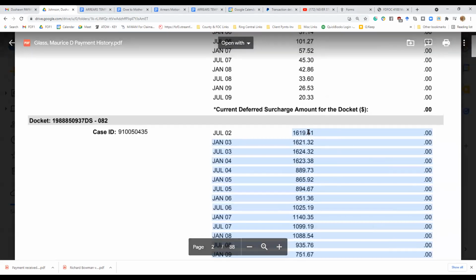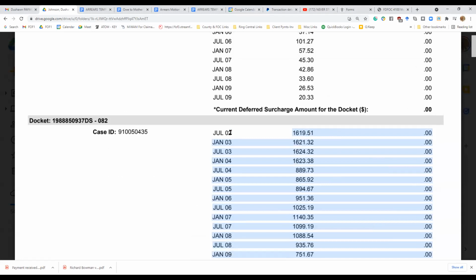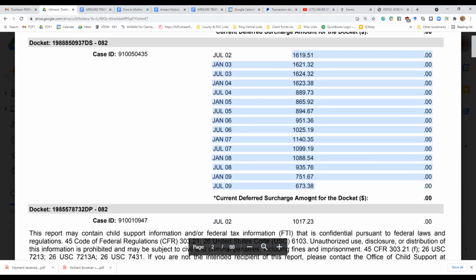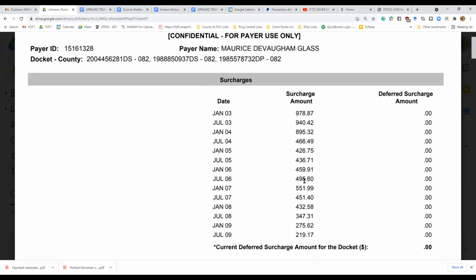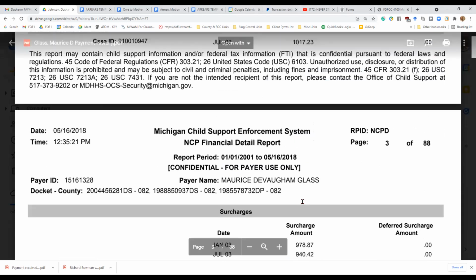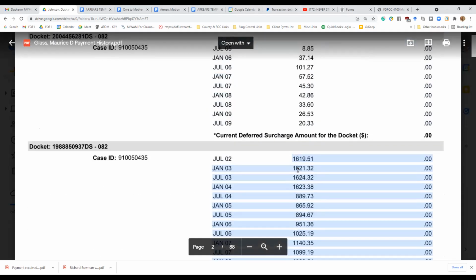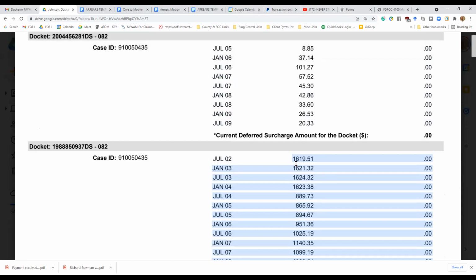That's $1,600 that was charged to his case in July '02. And January, another $1,600. The next year, in July, another $1,600. Next year, $1,600, $800, $1,000, $1,100. All of this money is part of those surcharges. That's money that is charged on Mr. Bowman's case, your case, Patrick's case, everybody's case is dealing with arrears.